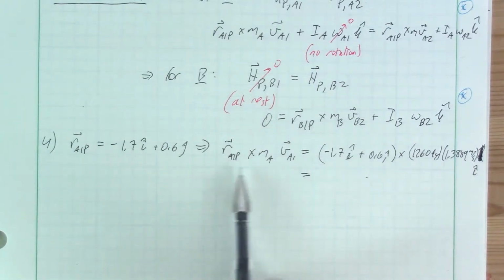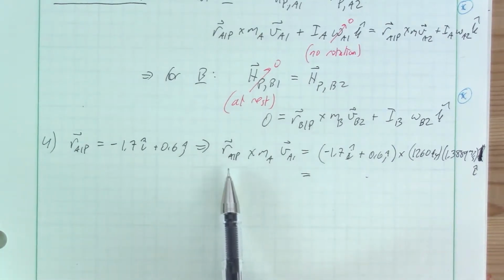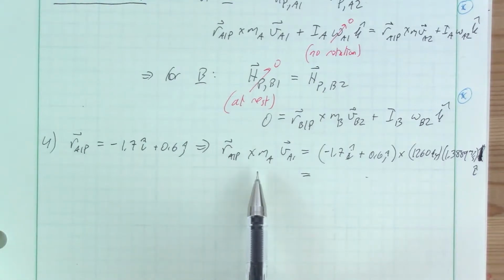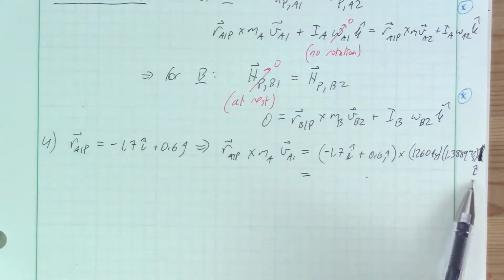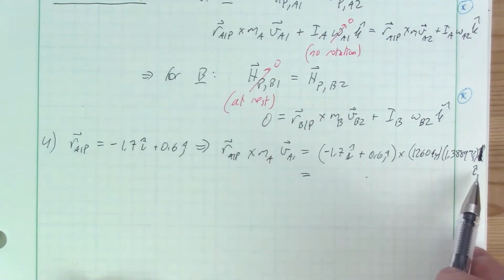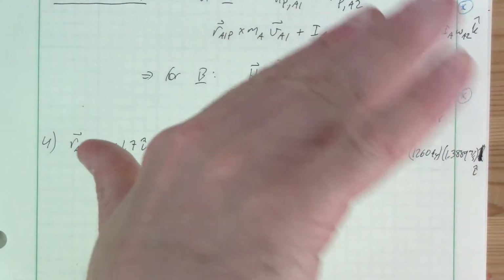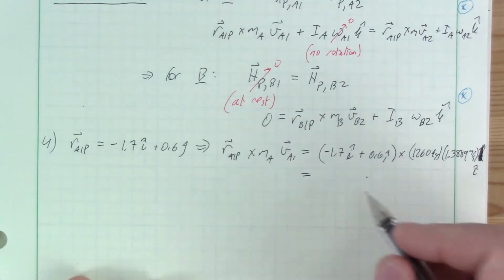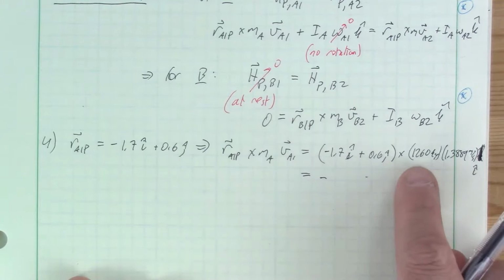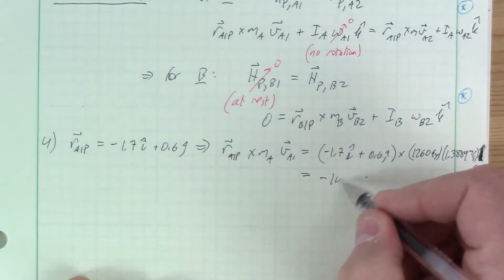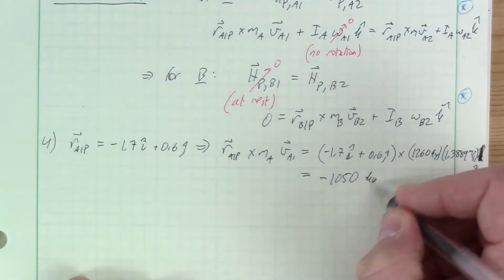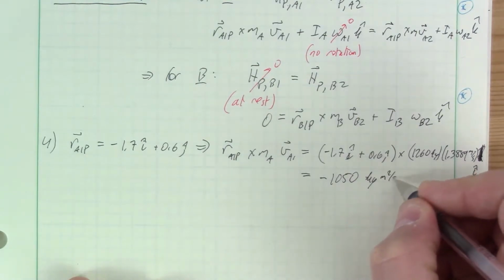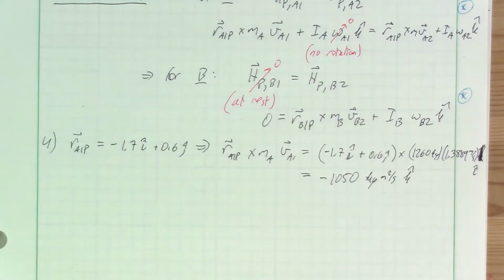We couldn't intuit that this is only going to have one component, right? So i hat crossed into i hat is no contribution. I hat crossed into i hat is nothing. So only this term gives us anything. This is j hat crossed into i hat. J crossed into i is minus k hat, and so this is going to be negative. In fact, it's negative 0.6 times 1260 times that number, which gives us 1050 kilogram meter squared per second k hat.